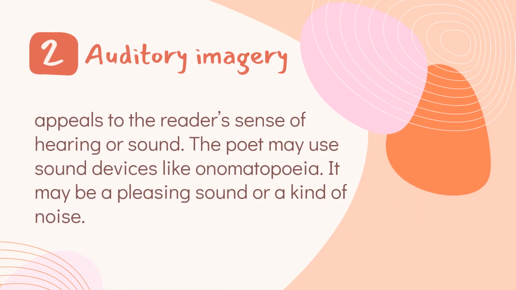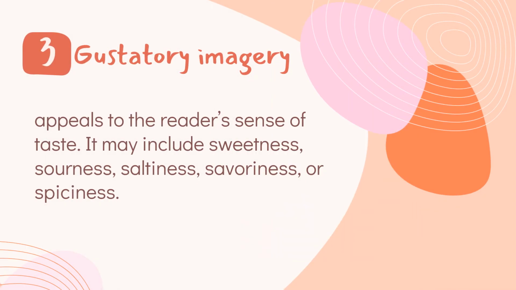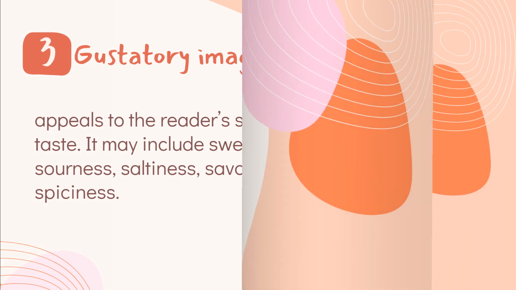Auditory imagery appeals to the reader's sense of hearing or sound. The poet may use sound devices like onomatopoeia. It may be a pleasing sound or a kind of noise. Gustatory imagery appeals to the reader's sense of taste. It may include sweetness, sourness, saltiness, savoriness, or spiciness.